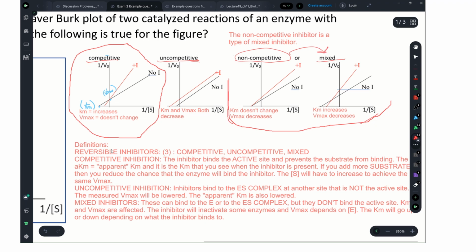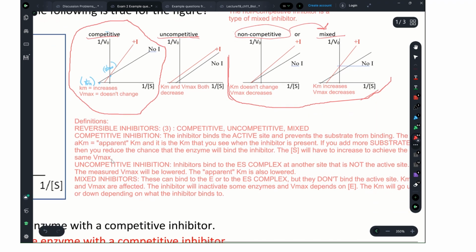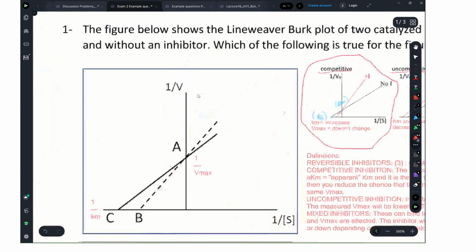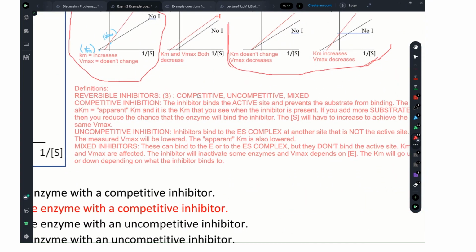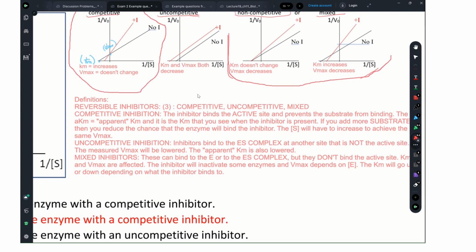Now for competitive inhibitors, let's go ahead and read our definitions. These are reversible inhibitors, and these are 3 types: competitive, uncompetitive, and mixed. And you have to know their little graphs for these Lineweaver-Burke plots. So for competitive inhibition, the inhibitor binds the active site, and it prevents the substrate from binding.